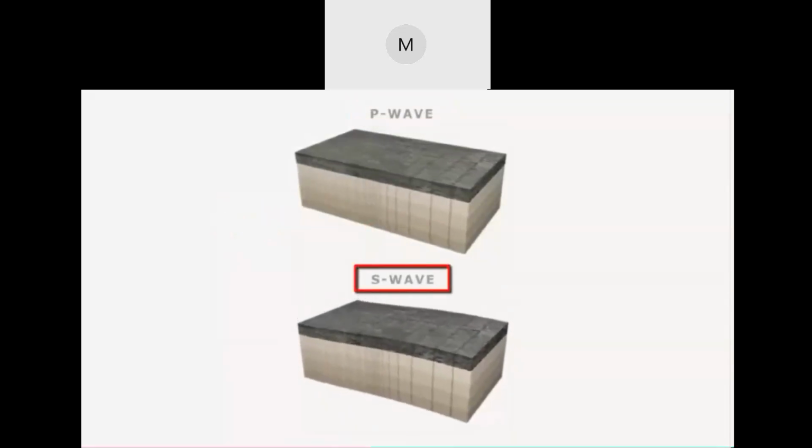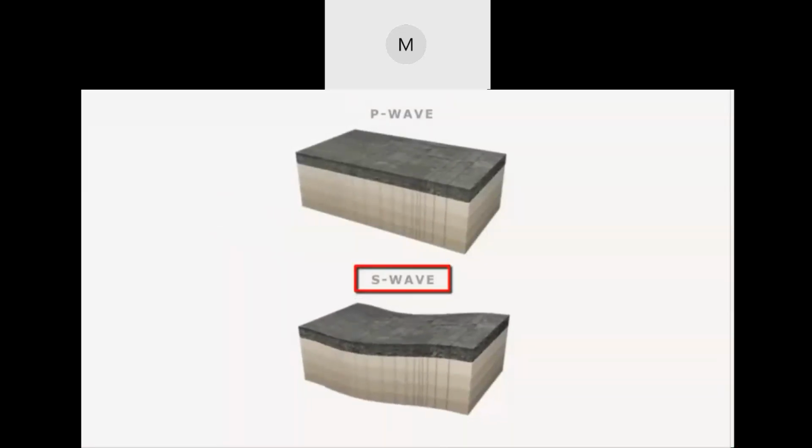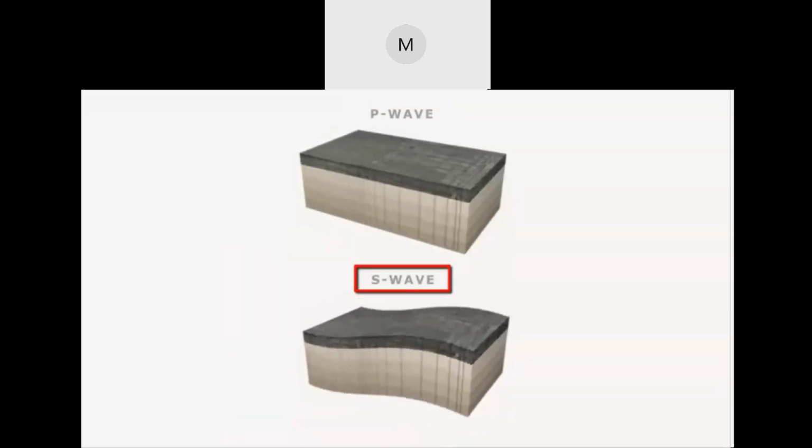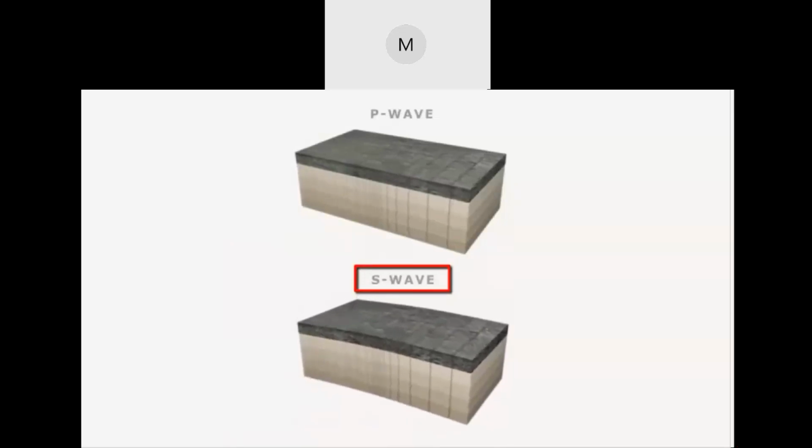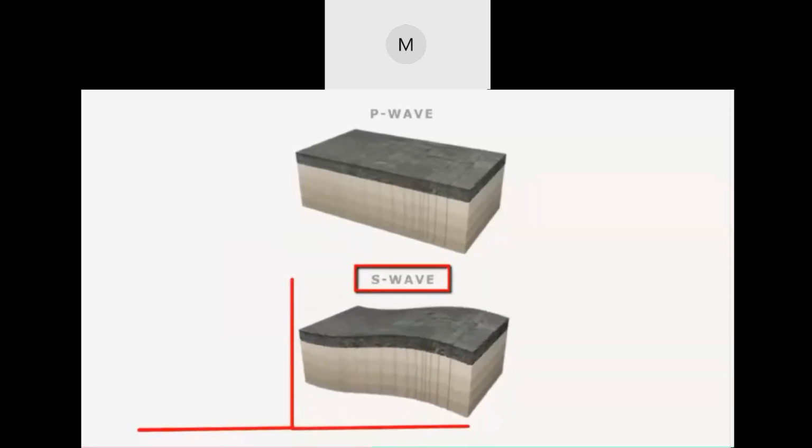The S wave, that is the secondary or shear wave, follows more slowly with a swaying, rolling motion that shakes the ground back and forth perpendicular to the direction of the wave.